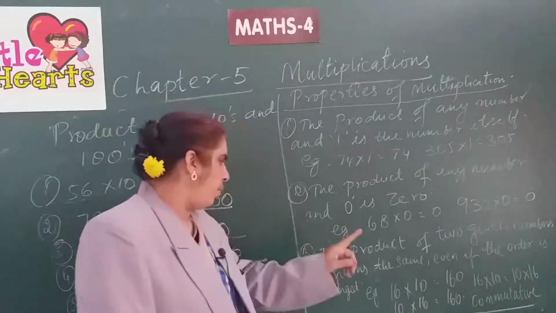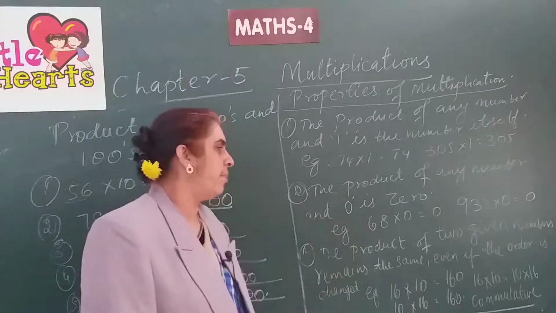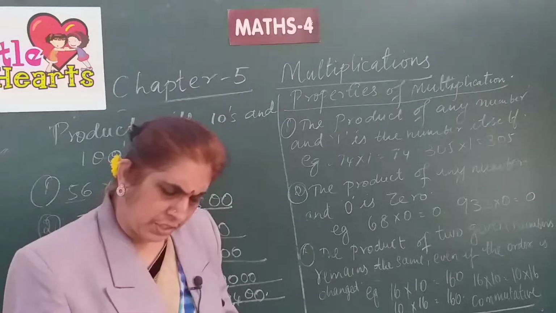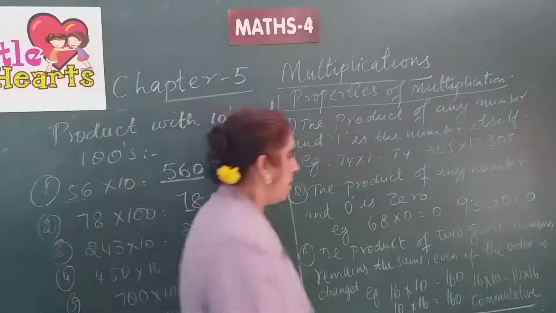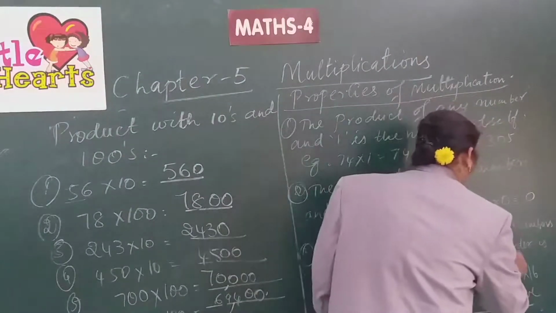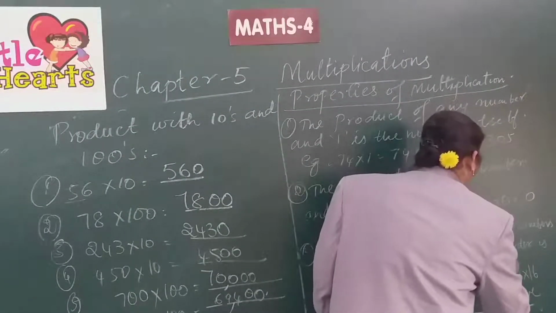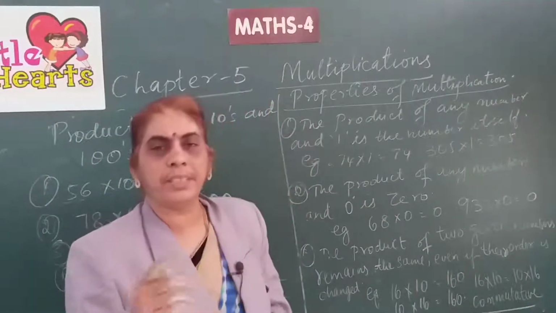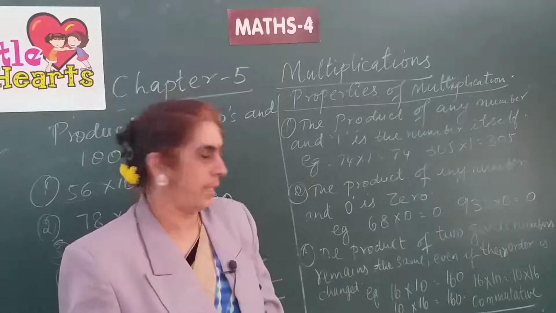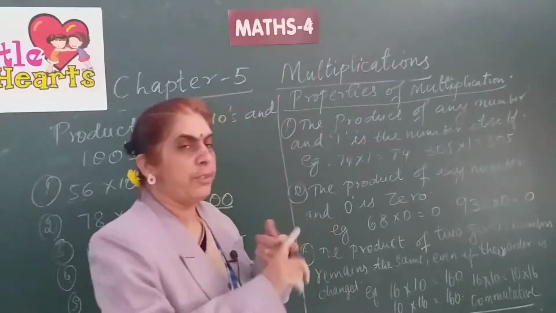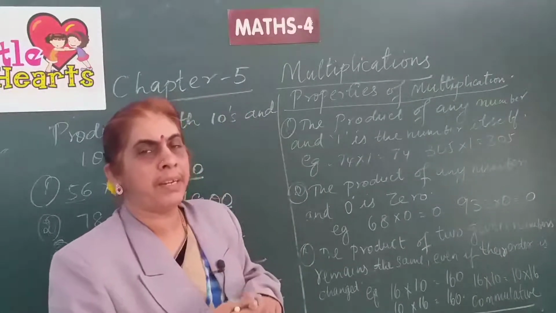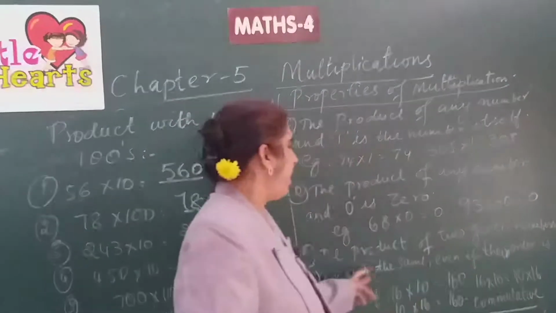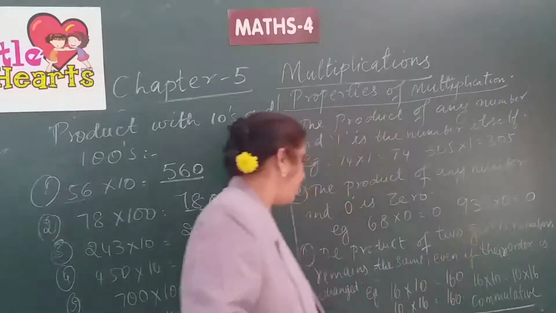And the product of two given numbers remains the same even if the order is changed. Even if their order is changed. We know that 2 3s are 6. 2 into 3 is equal to 6 and 3 into 2 is equal to 6. Here also, even though the order is changed and multiplied, the product remains the same. The product of two given numbers remains the same even if their order is changed.